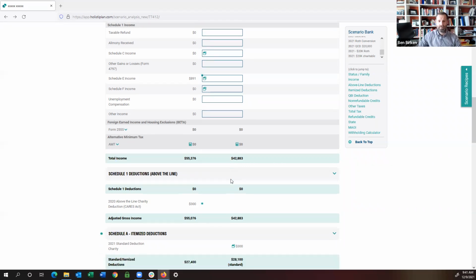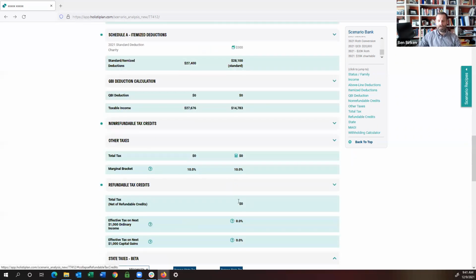So that's why we see down at the very bottom, our total tax is zero. There's actually more deductions that we could use. So the next $1,000 would be taxed at 0%, and we're still well within that 0% tax bucket for capital gains as well. So this is a pretty low income couple.